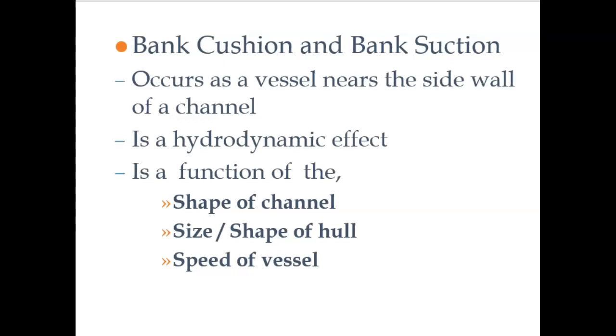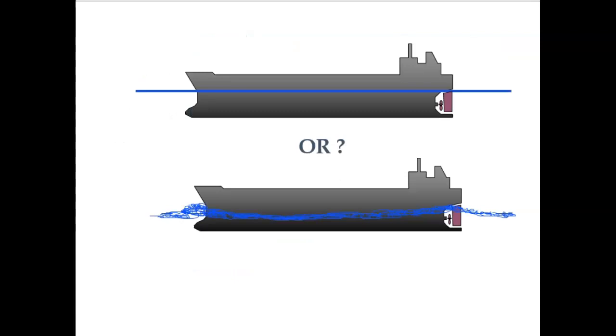Bank cushion and bank suction occur when a vessel nears the sidewall of a channel. It's what's called a hydrodynamic effect. It's a function of the shape of the channel, the size and shape of the hull of the ship, in other words, its deadweight tonnage and its block coefficient, and the speed of the vessel, how fast you're going. So let me ask you a question here.